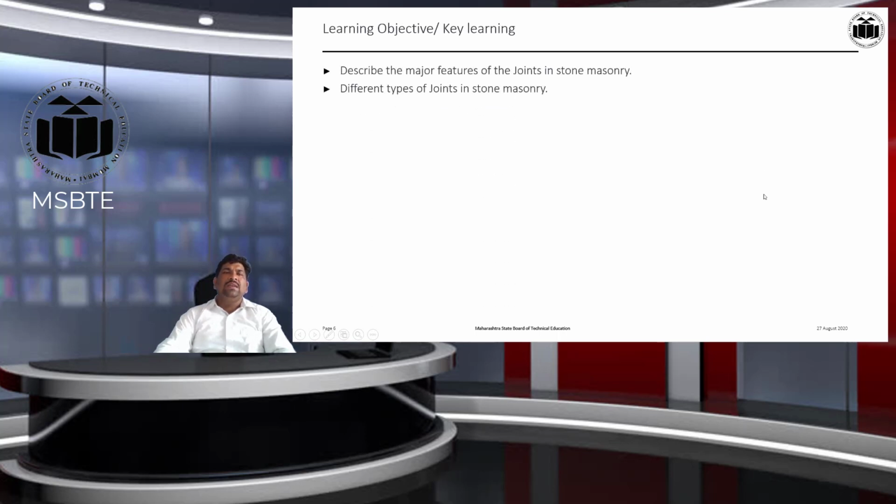So in this particular chapter, we are going to describe the major features of the joints in stone masonry. What are the different types of joints in stone masonry? You will be able to enlist the different types of joints in stone masonry. After studying this session, you will be able to explain the following terms: what do you mean by butt joint, table joint, cramped joint, and rusticated joint? So you are going to get all these things from this.